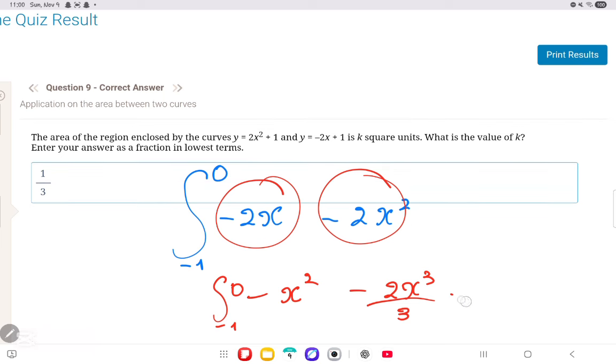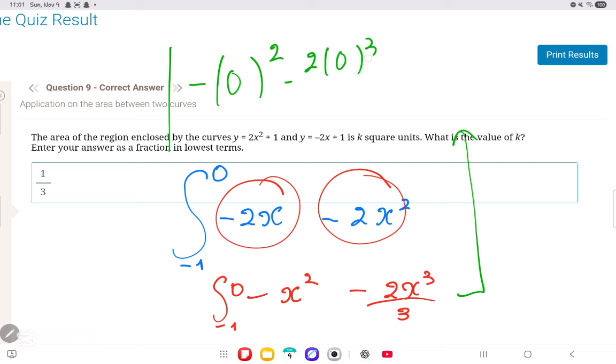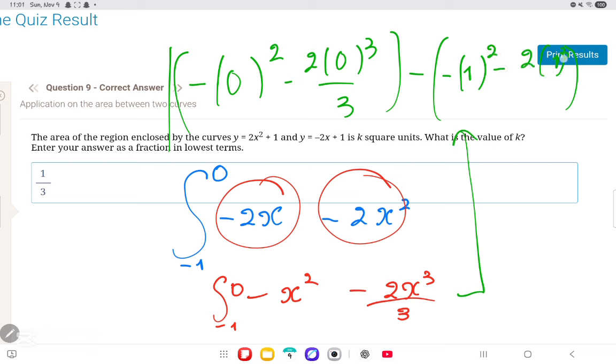But because there are boundaries, you don't need to put plus c. Okay? So what would it be? First of all, you put it in absolute value because you're looking at the area. Absolute value of the bigger one first, so minus 0 squared minus 2 times 0 to the power of 3 over 3. Okay, this is in brackets. Minus what? Minus 1 minus 1 squared minus 2 times 1 to the power of 3 over 3.